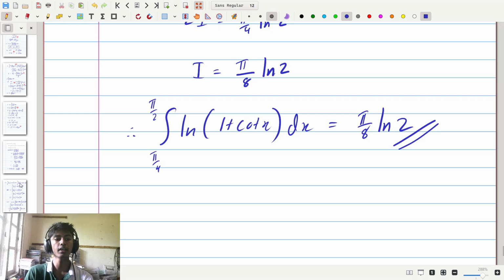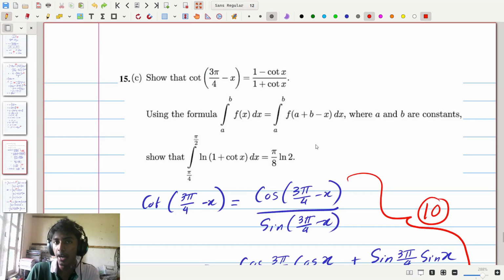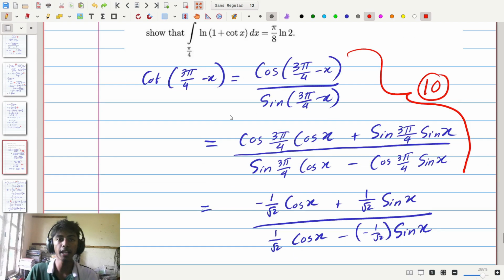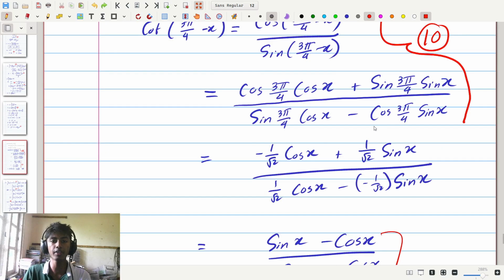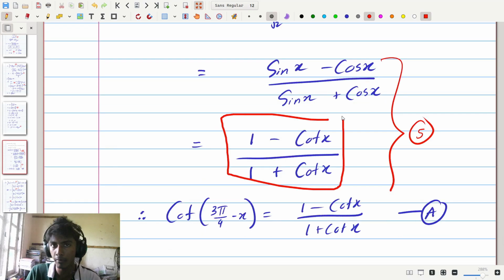Now finally, let's go up and discuss the marks awarded for this question. So at the start of the question, when you take the cotangent, write it as cosine divided by sine and substitute in the formula for cosine of a minus b and sine of a minus b like so, and do it correctly, for all of this, you get 10 marks. Now after that, when you substitute in cosine of 3 pi by 4 and sine of 3 pi by 4 and simplify down and eventually get the formula that they asked for, you get another 5 marks.